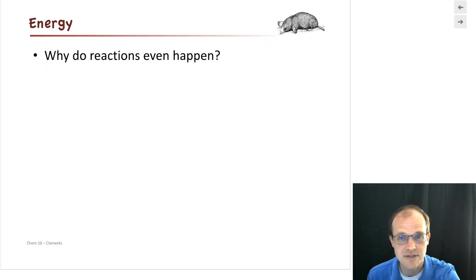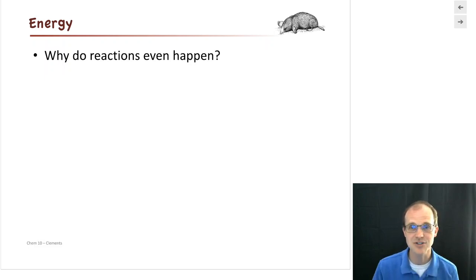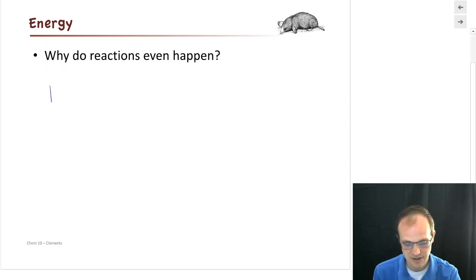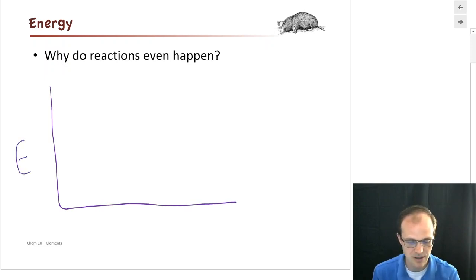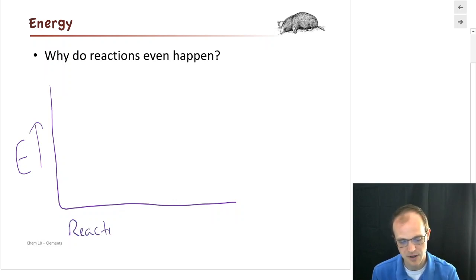When we're talking about our own personal state, we might say, hey, I want to be as relaxed as possible. And it turns out reactions want to do the same thing. They want to be as relaxed as possible as well. So one of the things that drives reactions is their ability to lower energy. What do I mean by lower energy? We're going to draw a chart here where energy is going up on this axis, and this part here we're going to call the reaction progress.